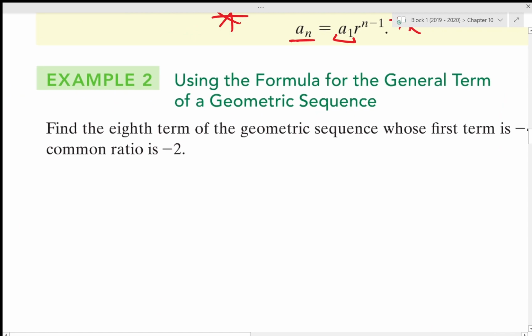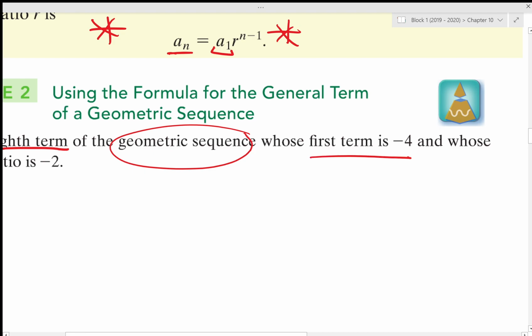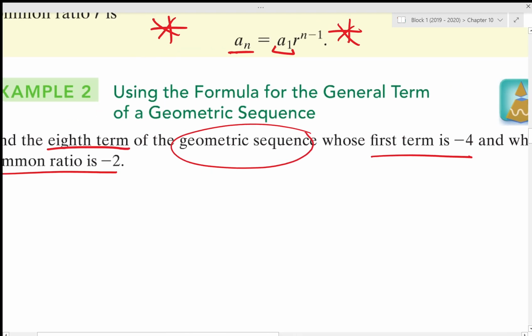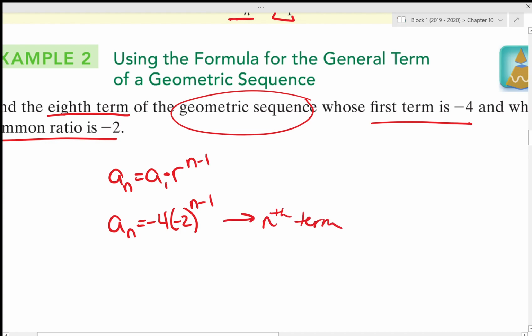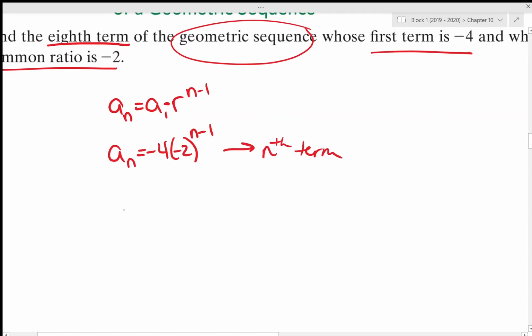So, find the 8th term of the geometric sequence whose first term is negative 4 and whose common ratio is negative 2. So real quick, let's just make the nth term. Our nth term is going to be the first times r to the n minus 1, right? So the nth is going to be negative 4 times negative 2, make sure it's in parentheses, to the n minus 1. So this is the nth term for this pattern. So my 8th term is going to be negative 4 times negative 2 to the 8 minus 1 power.